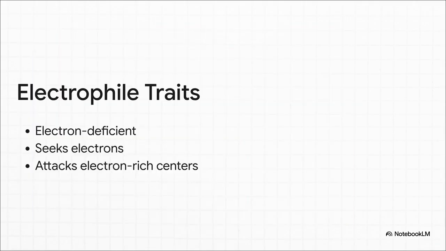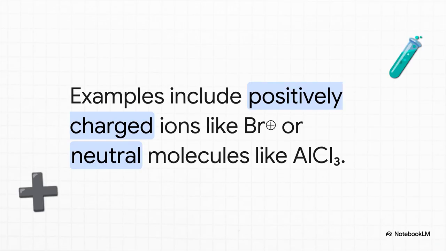It's almost like it's searching for a partner to finally feel complete. So what's its personality like? What makes an electrophile tick? Well, first, it's electron deficient. It just doesn't have a full set of electrons to feel stable. And because of that, it's always actively seeking electrons from anywhere it can get them. Which means, logically, it's going to attack other molecules right where they are most electron-rich. It goes where the electrons are. Simple as that.